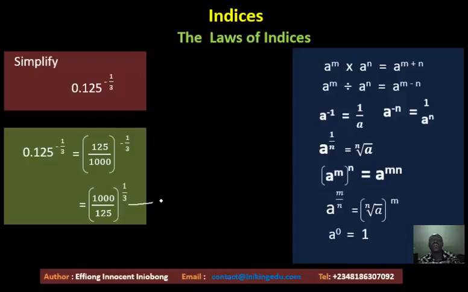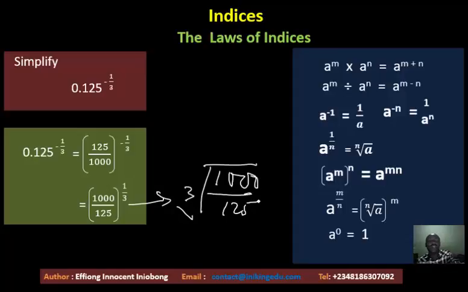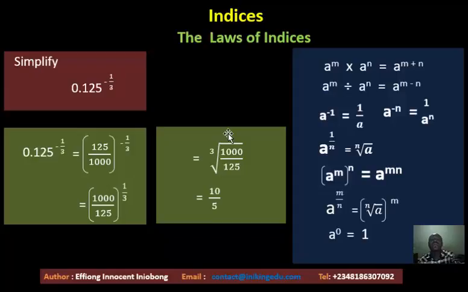So the next thing is to do what? Advance and turn this to the cube root of 1,000 over 125. So let's look at that in the next slide. There, that's it. The cube root of 1,000 over 125, and that gives us 10 over 5. And I remember very well, even my grandmother will remember this to be 2.